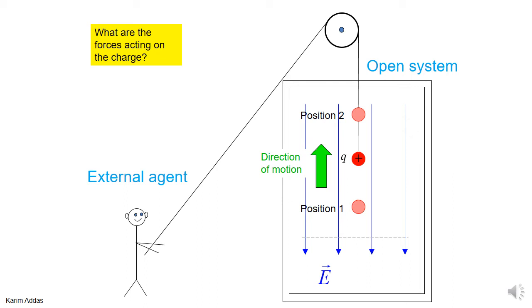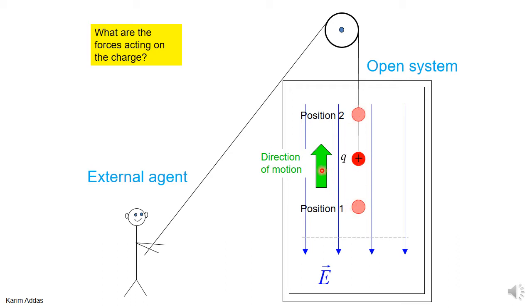We're going to discuss how an external agent can affect an open system. So let's say you have an open system here, which allows interaction with the outside through this cable. There's a person here carrying a rope, and the rope goes around a pulley, and the pulley is attached to a charge, and the charge is being pulled from position number 1 to position number 2.